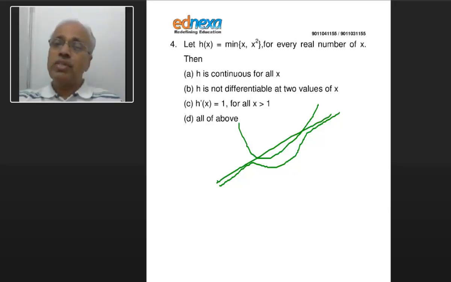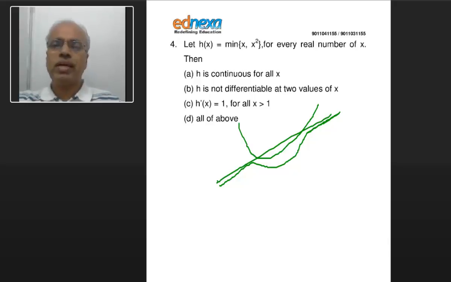It is not differentiable at two values of x, which is very clearly x equal to 0, there is a sharp point, sudden change in the slope. At x equal to 1, there is a sharp point, again sudden change in the slope, and therefore it is not differentiable at two values of x. And h dash x is equal to 1 for all x greater than 1. You can see for x greater than 1, my curve is like this, and the slope of that curve is 1. So for all values of x greater than 1, the derivative of the function is 1.